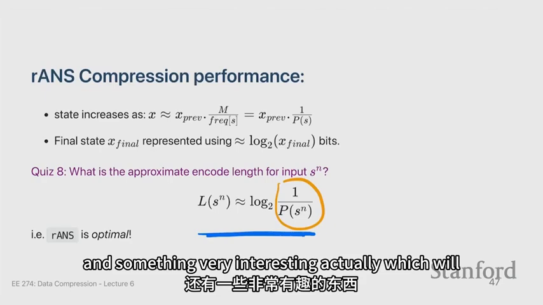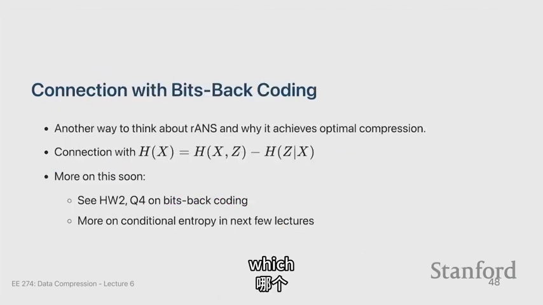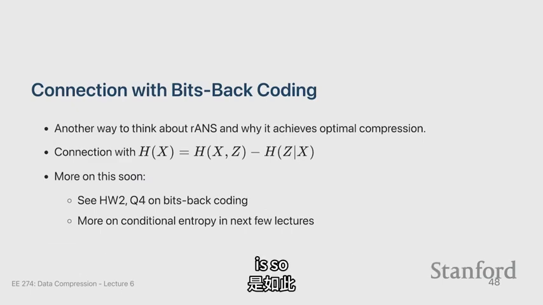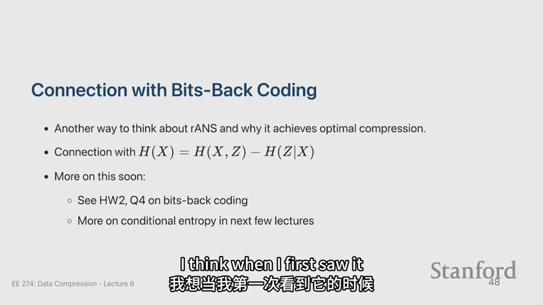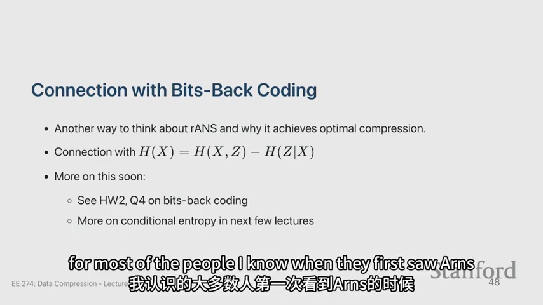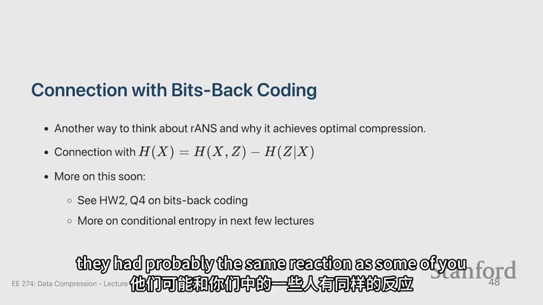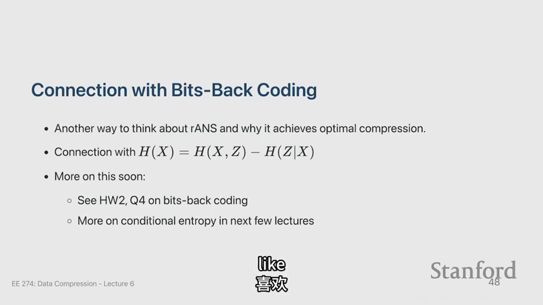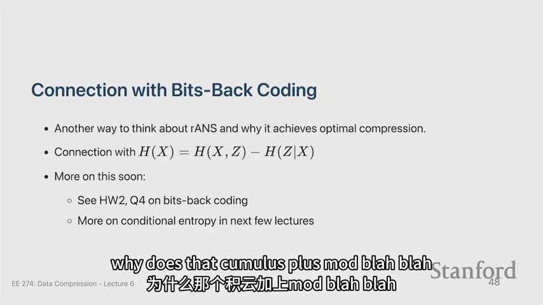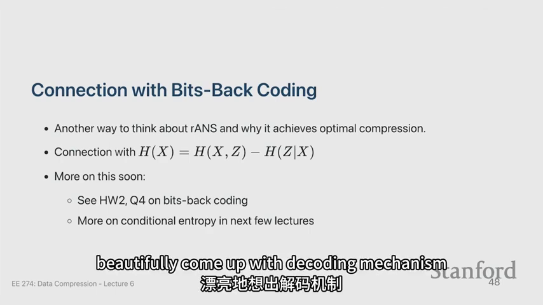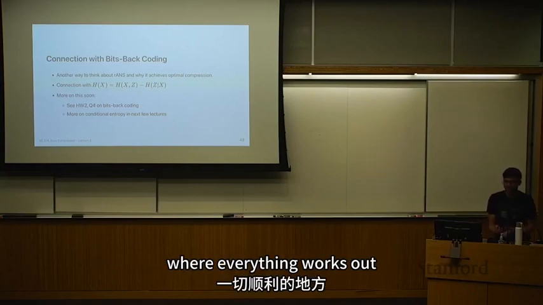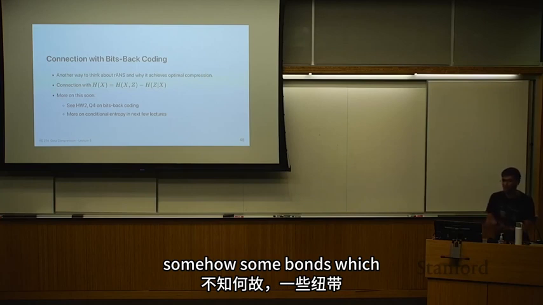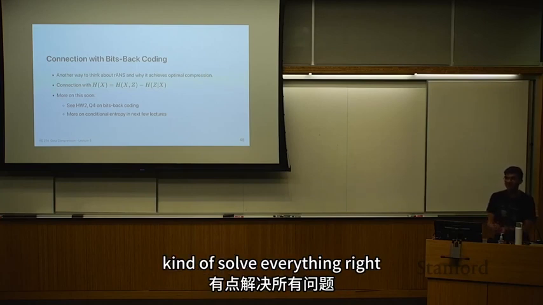Okay. And something very interesting, just to connect it to what you will see in future. When most of the people I know first saw RANS, they had probably the same reaction as some of you: where did that equation come from? Why does that cumulative plus mod, and so on, and then you somehow beautifully come up with a decoding mechanism where everything works out? You just had those somehow bounds which solve everything, right?